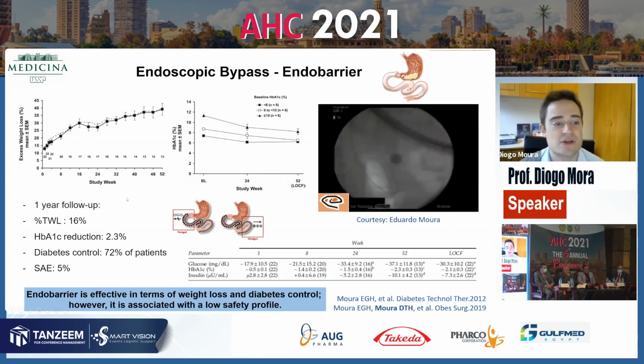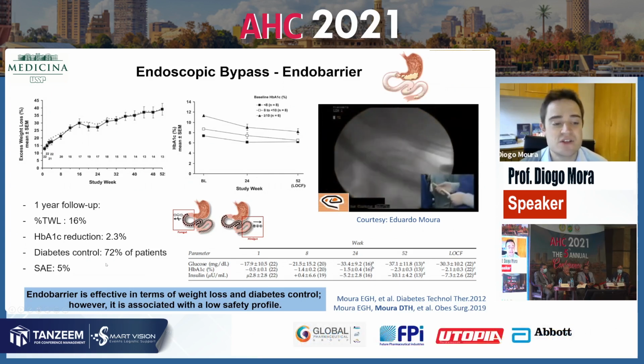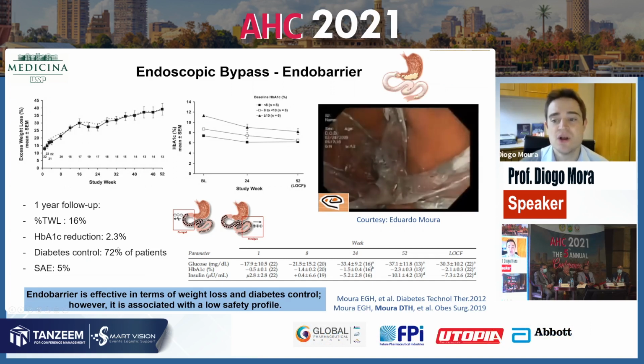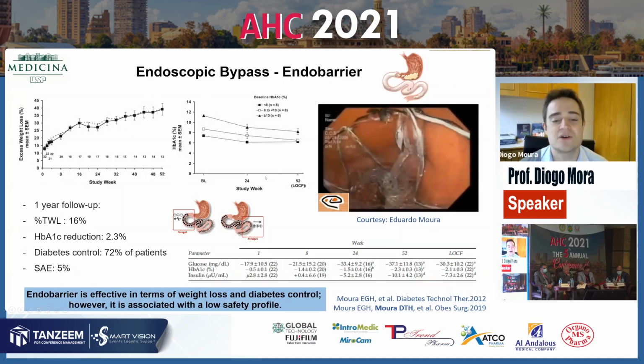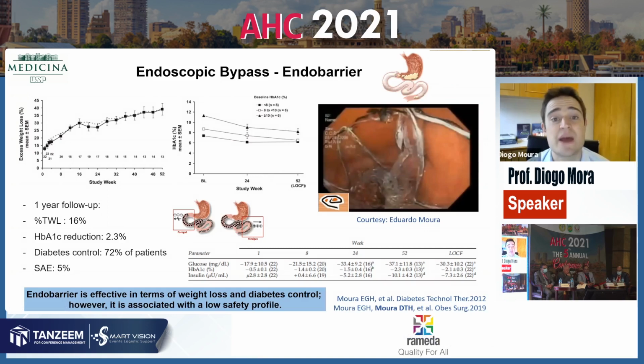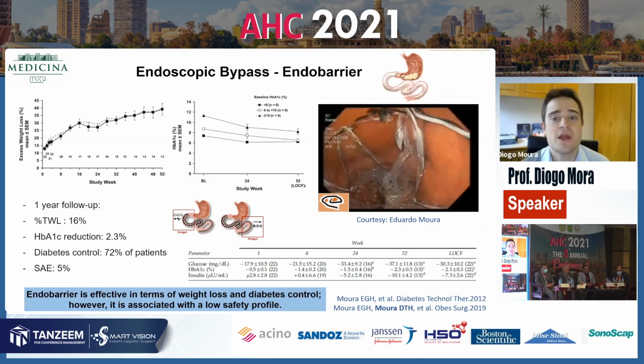We did this trial in Brazil, and we have a total body weight loss of 16% and HbA1c reduction of 2.3%. 72% of patients had diabetes control. So this device has just one problem: this fixation. So we had a lot of migrations, we had also perforations, and the most concerning is liver abscess. Now the company is giving PPIs for patients, and they are in a new trial in the US to get FDA approval. So let's wait for the results. I really like this device.